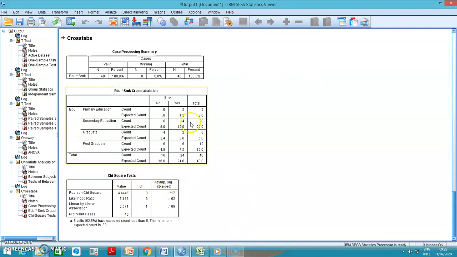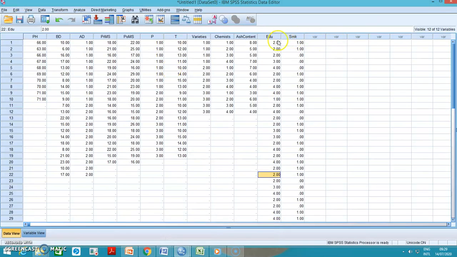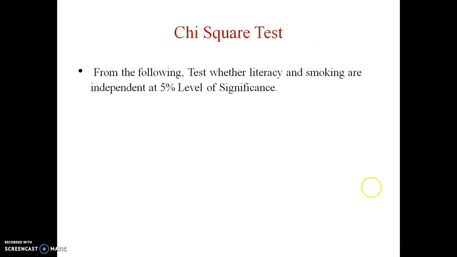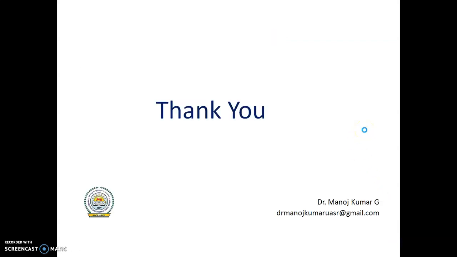And one more thing, in the chi-square we need to see the count. When we are seeing the count, the numbers within the cell should be more than 5. Then we are going to get an exact chi-square test. Here I have taken only a few observations. So this is about a non-parametric test.